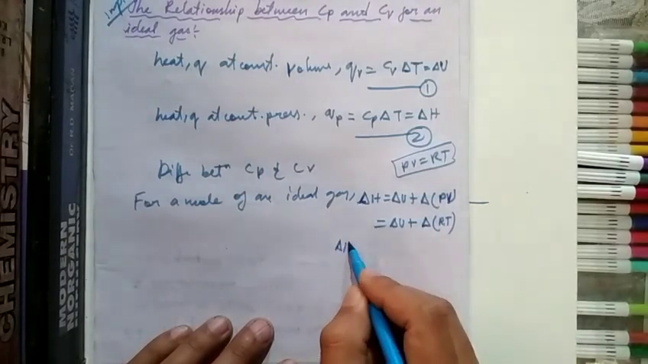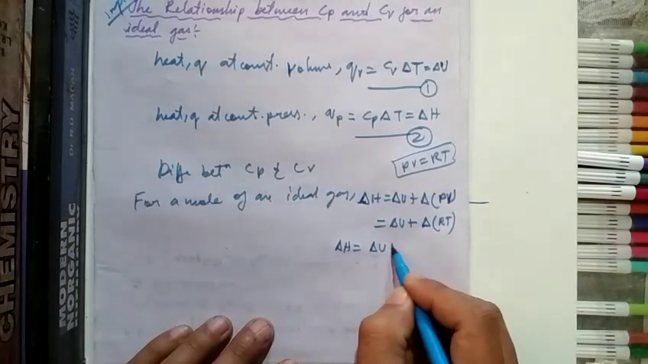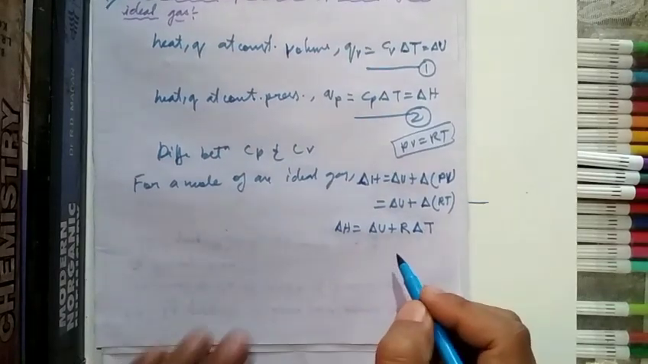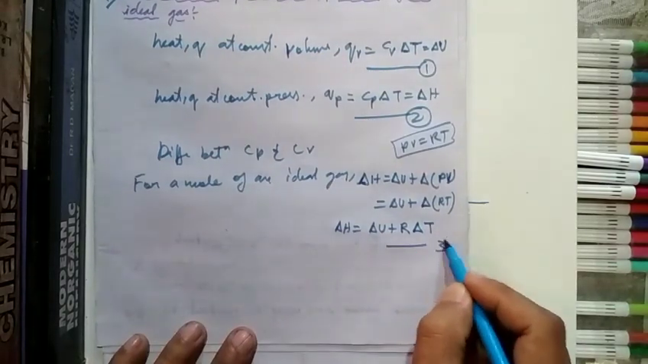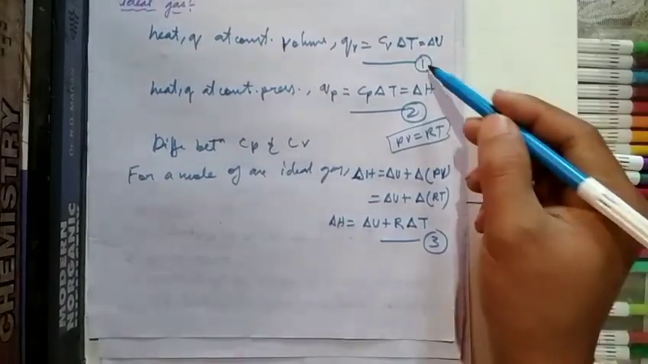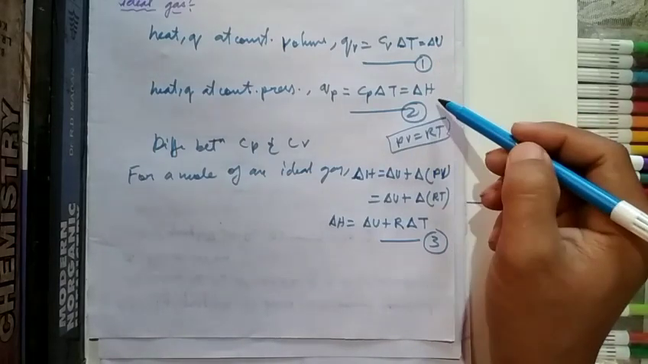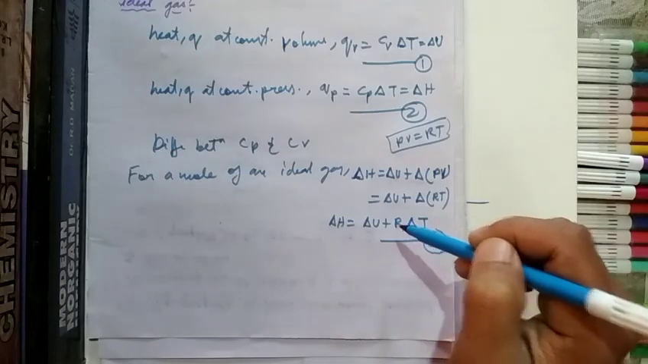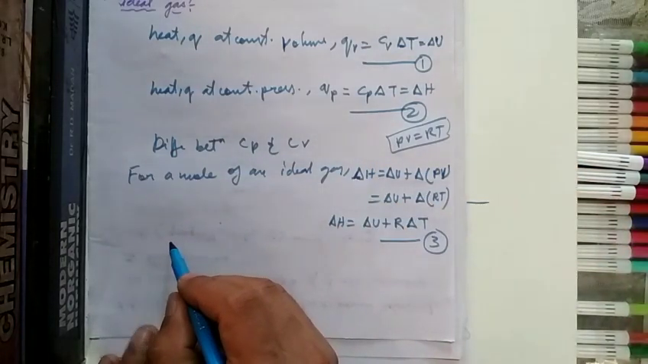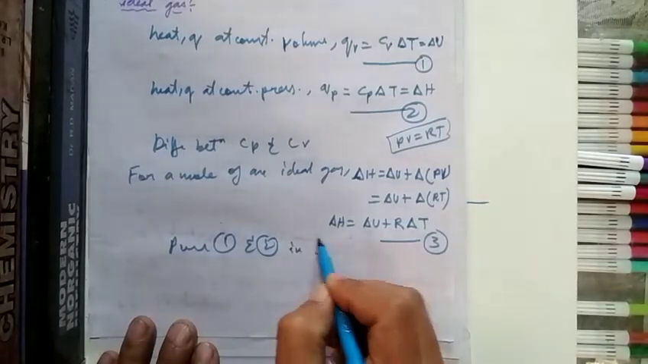Now this R is a constant, so we will bring it out. Let's take this one as equation 3. Now we are going to put the values of delta U and delta H from equations 1 and 2 into equation 3 and find out what we get.